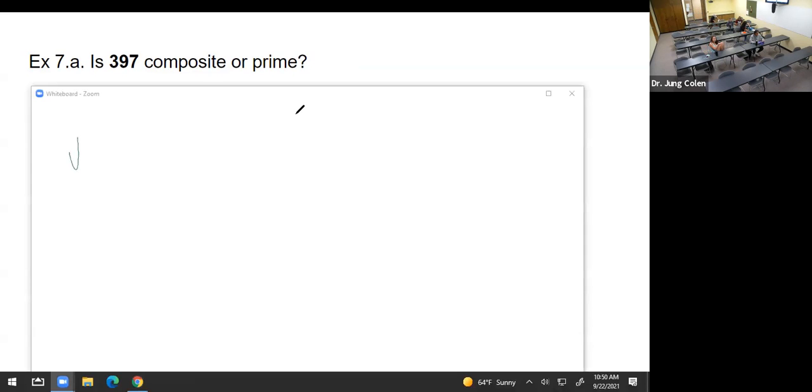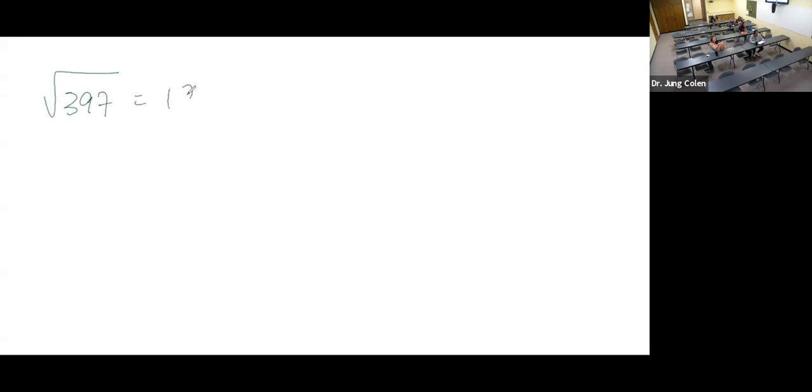So when you rewrite that, the square root of 397 is 19 point dot dot dot. So you're going to check the divisibility of all the prime numbers: 2, 3, 5, 7, 11, 13, 17, and 19, and you can stop there. If any of these prime numbers divide 397, then it is composite. If nothing from these prime numbers divides 397, it should be a prime number. Does it make sense? Okay.